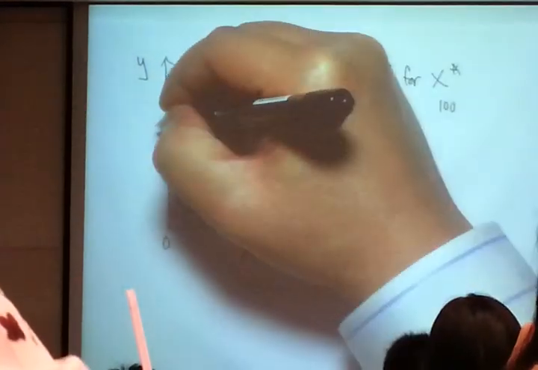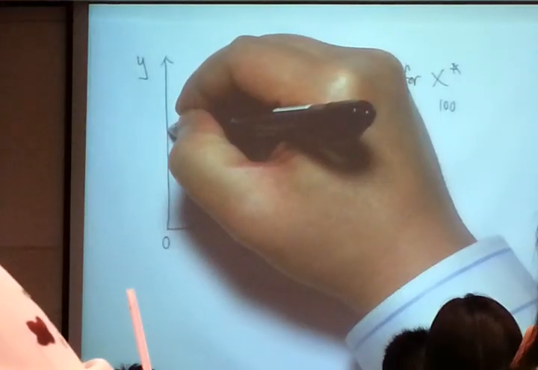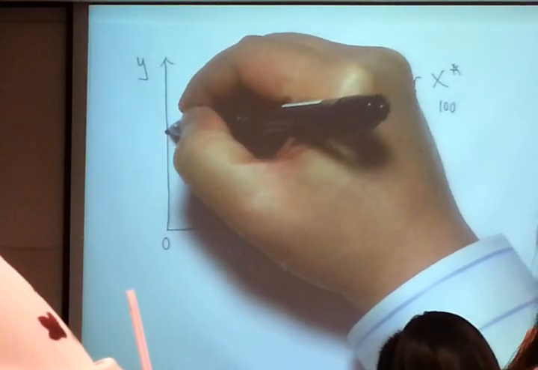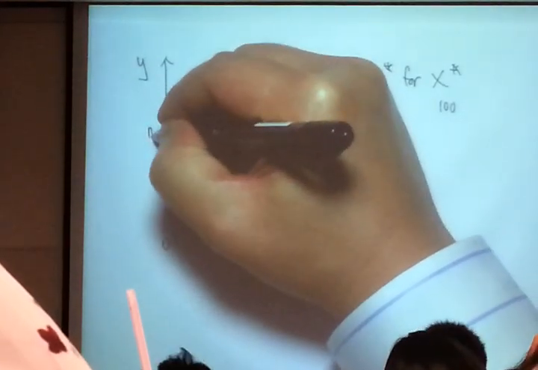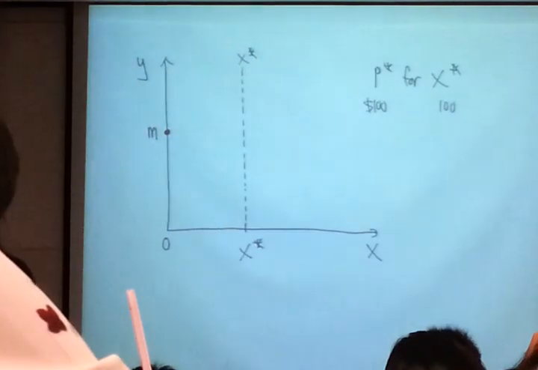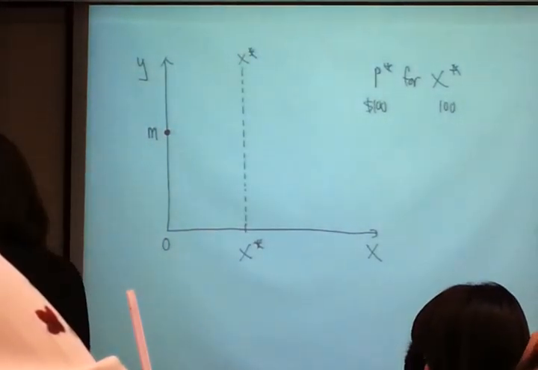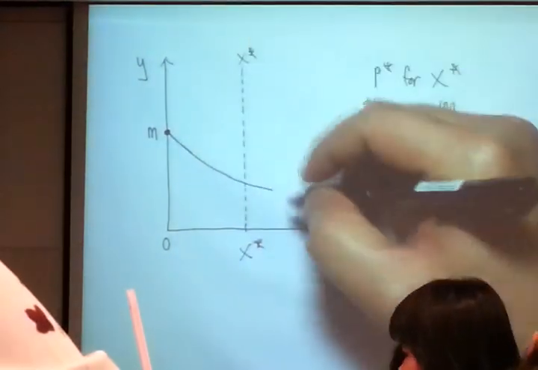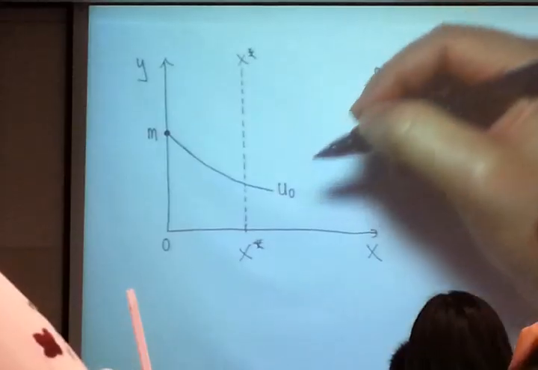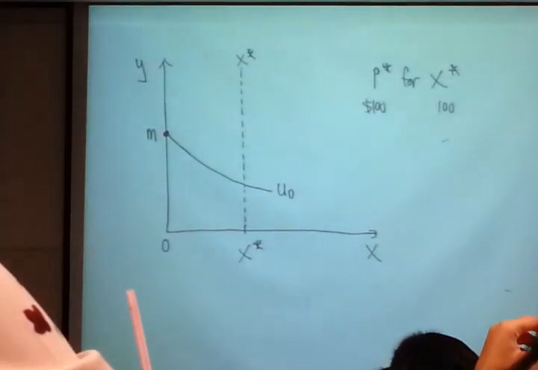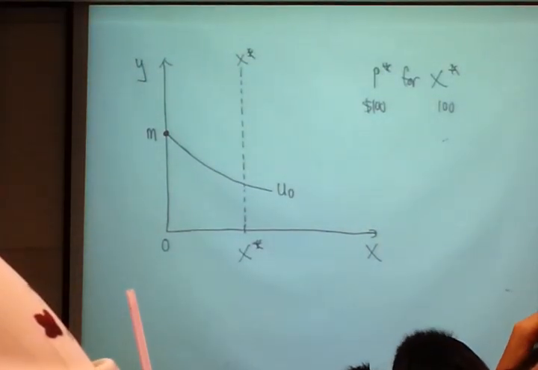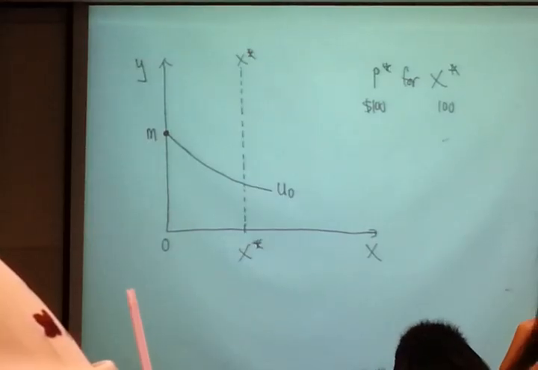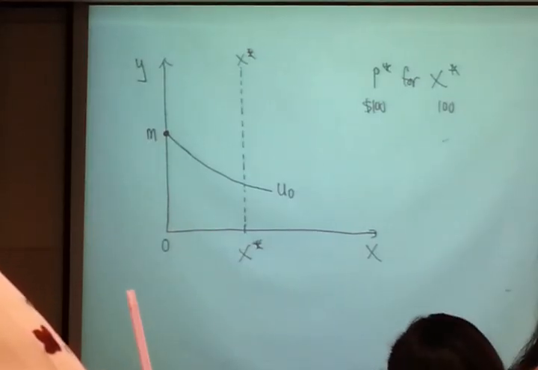This remaining income, don't forget, Y is defined as remaining income. This remaining income will be M, right? So if you don't buy, it will be here. This utility will be this. Now, if he buys, that depends on how much I charge him.